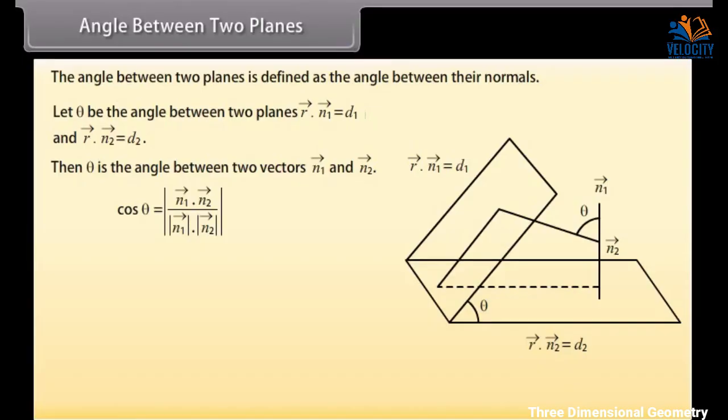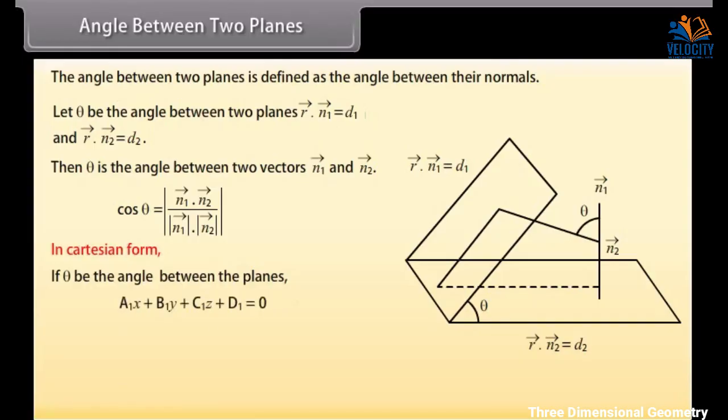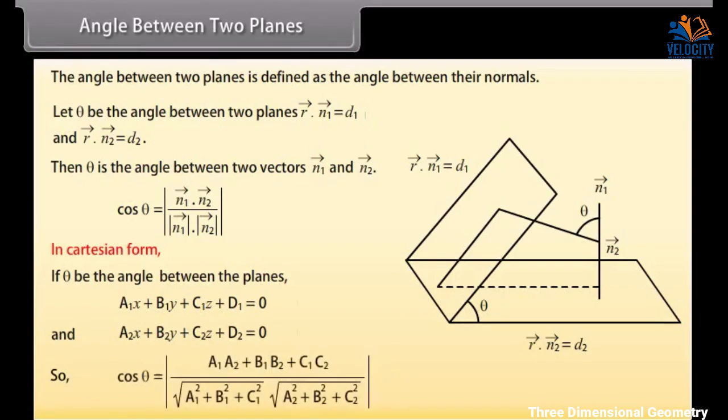In Cartesian form, if theta be the angle between two planes, a1x plus b1y plus c1z plus d1 equals 0 and a2x plus b2y plus c2z plus d2 equals 0. So, cos theta equals modulus of a1a2 plus b1b2 plus c1c2 divided by square root of a1 square plus b1 square plus c1 square into square root of a2 square plus b2 square plus c2 square.